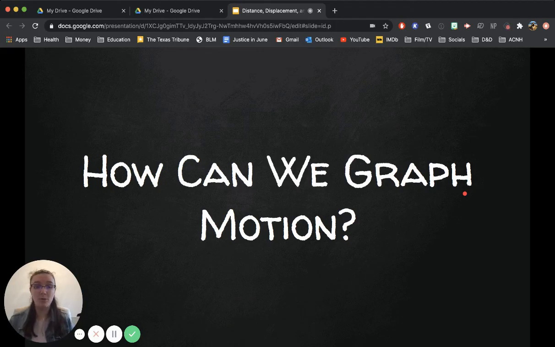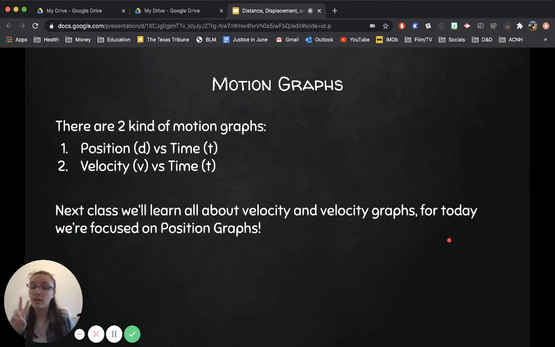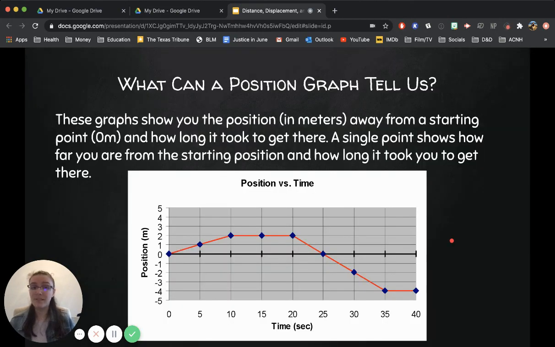Lastly, we can graph motion, and we can look at a graph to tell a lot about what was going on in a situation. There are 2 main kinds of motion graphs: position versus time and velocity versus time. Next class is going to be all about velocity and velocity graphs. So today we're just focusing on position graphs. A position graph shows you the position, typically in meters, away from a starting point, which is going to be the origin, which is 0 meters in this case. And it'll show you how long it took to get to that position. A single point on the graph shows you how far you are from the starting position and how long it took you to get there.